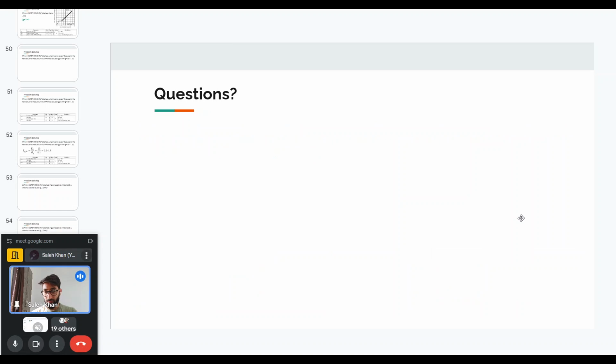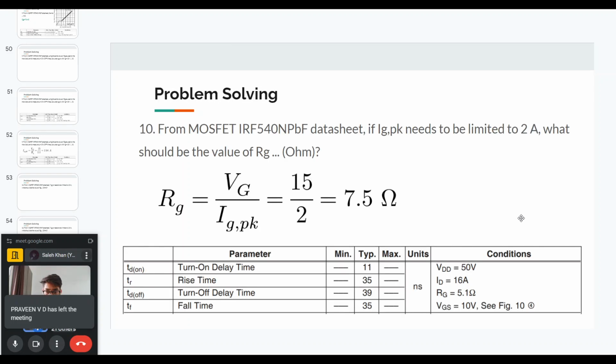So these were all the questions that we had. Yes. So from the previous question, how did the 15 value come? The 15 value is actually given in the problem. So this 10th problem is a continuation of the previous problems, that is 8, 9, and 10. So we take the 15 volt from that.